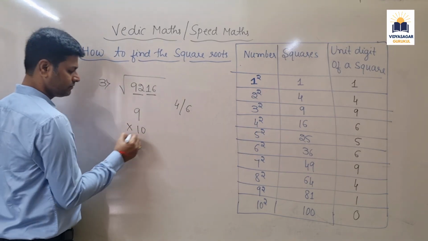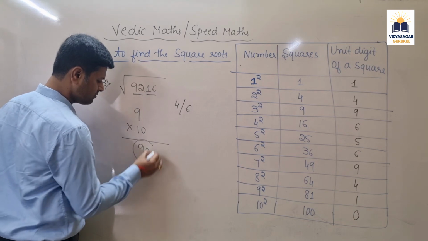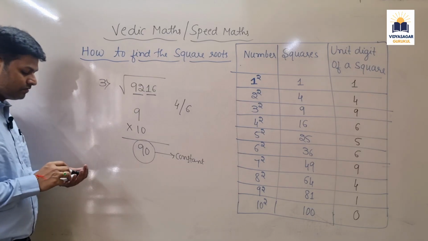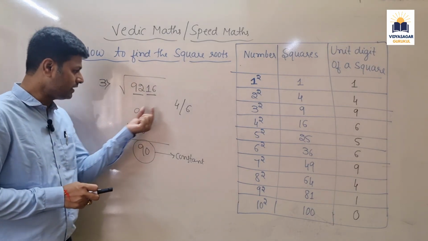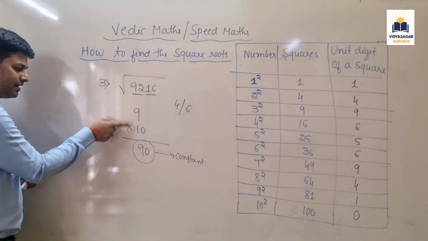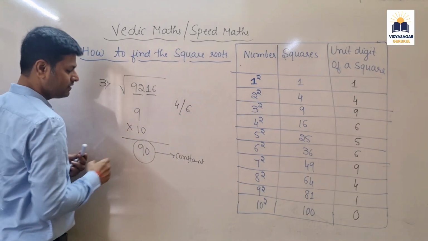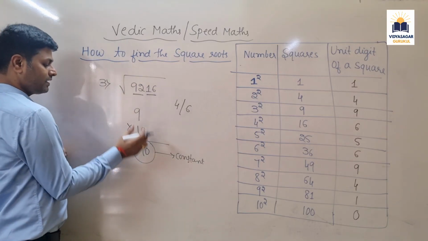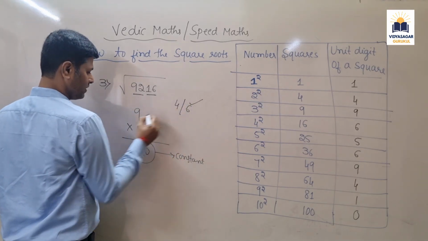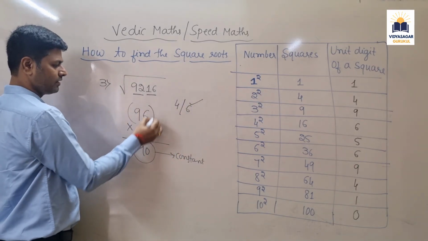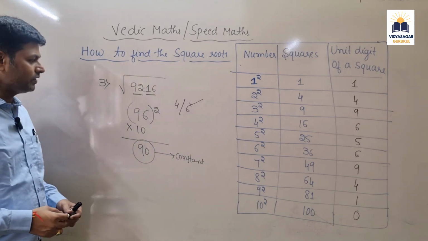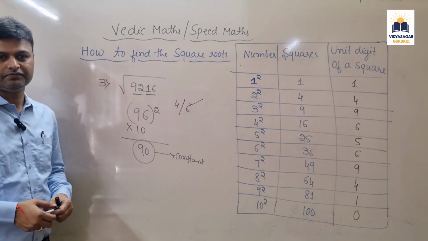So why are we multiplying these two? Most of the students have this doubt. Our doubt is whether this answer is 94 square or 96 square. So that's why we are multiplying the next number. 9 into 10 is 90. This value is always constant. Compared to 90, 92 is more. So more means you have to choose the bigger one, that is 96 square. So our answer is 96 square. Okay.